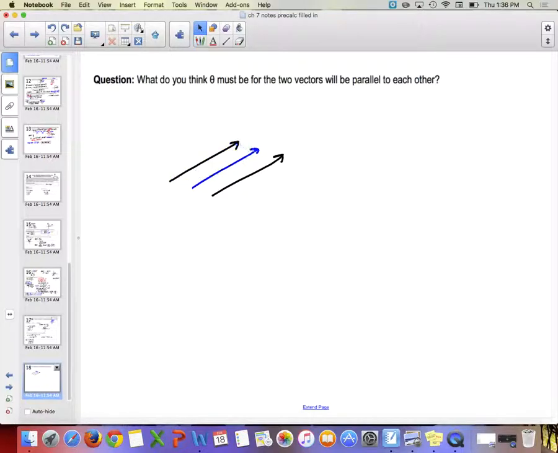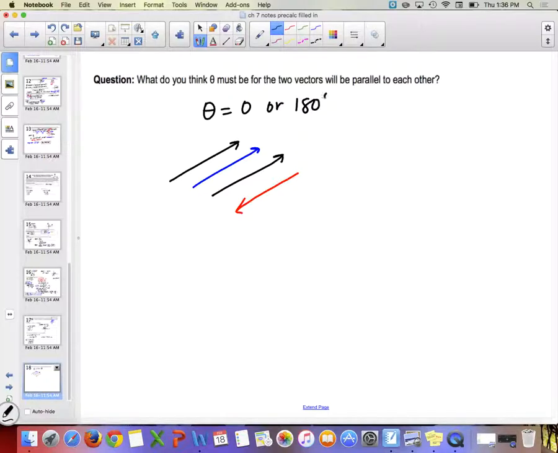What if I had something like this? Are those parallel vectors? Yes, they're parallel. And if I put it on top of the other one, what's the angle between them? 180. Yeah, 180, good. So the angle would have to be 0 or 180 degrees. So if the book asks whether two things are parallel, you're just doing the cosine theta formula and seeing if theta equals 0 or 180, okay?